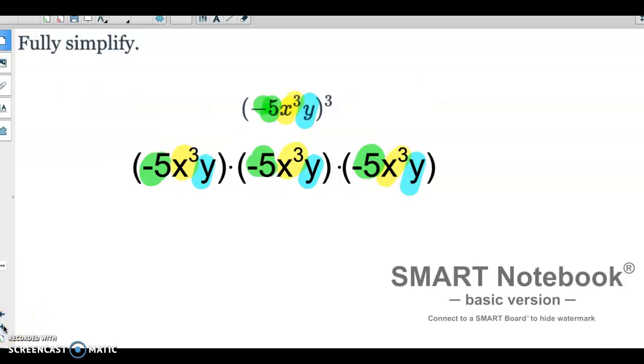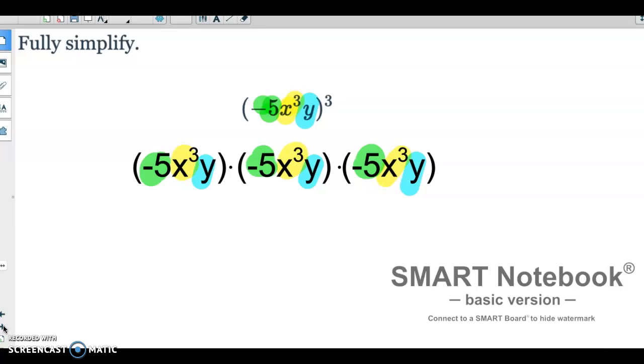Alright, so this says fully simplify. So we have negative 5x cubed y, so sorry, let me say the quantity. Remember those parentheses mean the quantity. Negative 5x cubed y, all cubed. So what that means is we're going to take that expression and we need to multiply that whole thing by itself 3 times. So you can see that I've actually expanded it out there for you. Negative 5x cubed y times negative 5x cubed y times negative 5x cubed y.